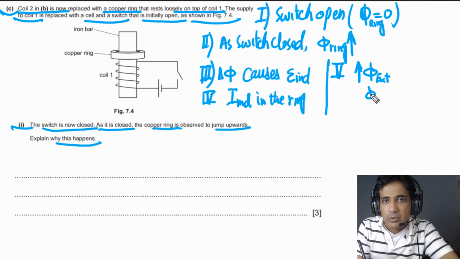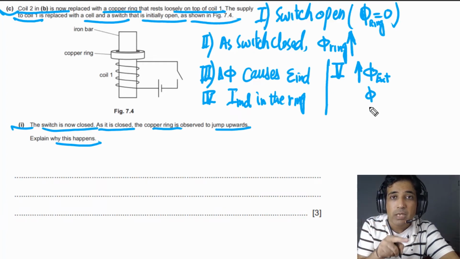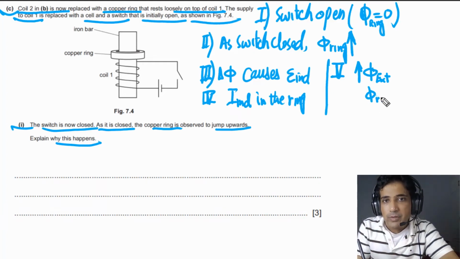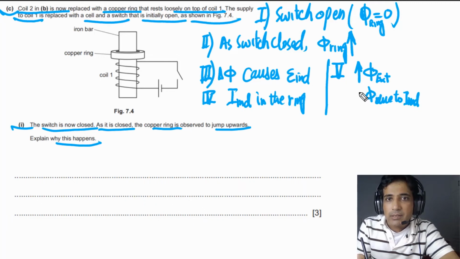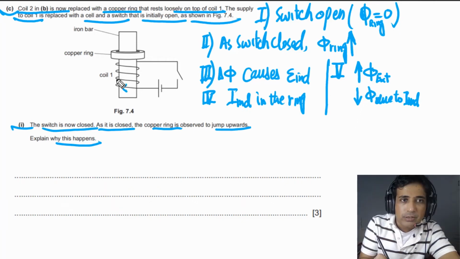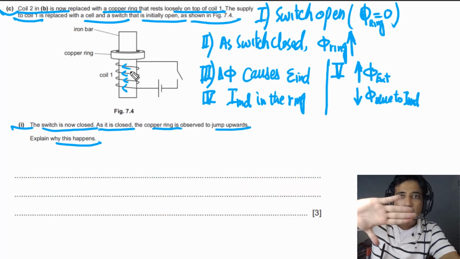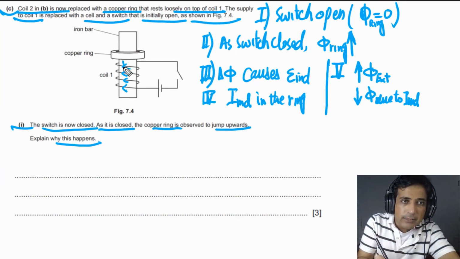So the flux of the ring due to induced current, we can say flux due to I induced, will oppose. That will be in the opposite direction. So you can see current will flow like this in this coil. And now you can use your right hand rule and you can find direction of magnetic field. In this case, magnetic field of this coil has north pole at the bottom and south pole at the top.